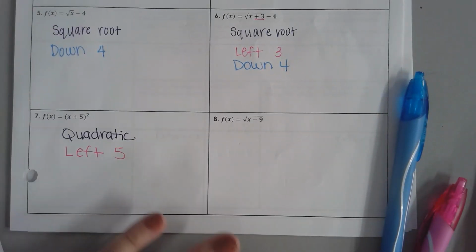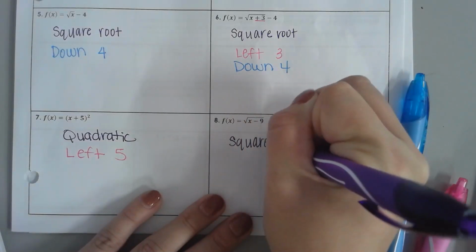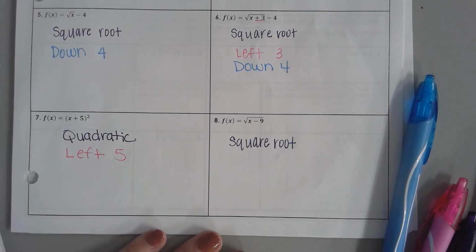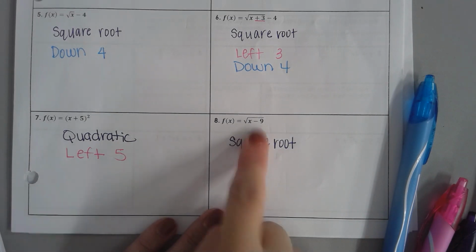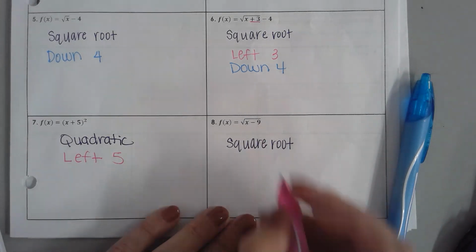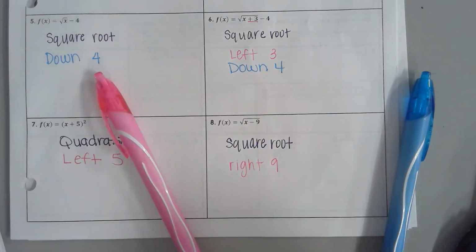Number 8 is a square root function because it has a square root symbol. It has a -9 on the inside. When you subtract on the inside, that moves right. So right 9.